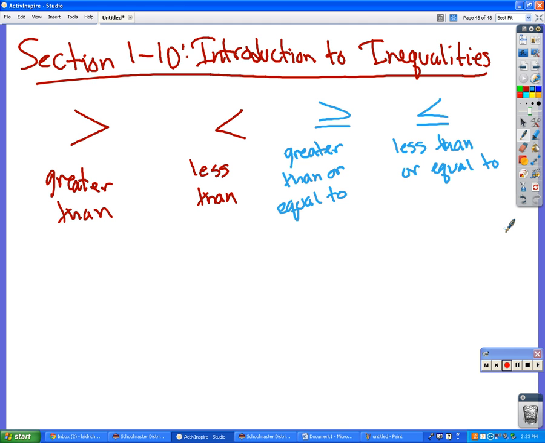Okay? Yes? For every problem, if we don't know whether it's greater than or less than, can we put greater than or equal to and just hope? No. They're going to give you that. Okay? And then you need to go from there.